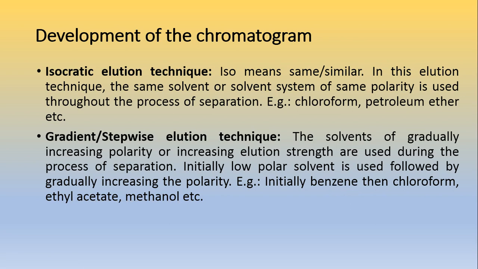So if we have a type of sample which has a wide range of polarity, means it contains low polar compounds as well as high polar compounds, then we generally use this gradient elution technique. But if our sample components have very low range of polarity, means all components are polar, or all are non-polar or less polar, so the isocratic elution technique is best.